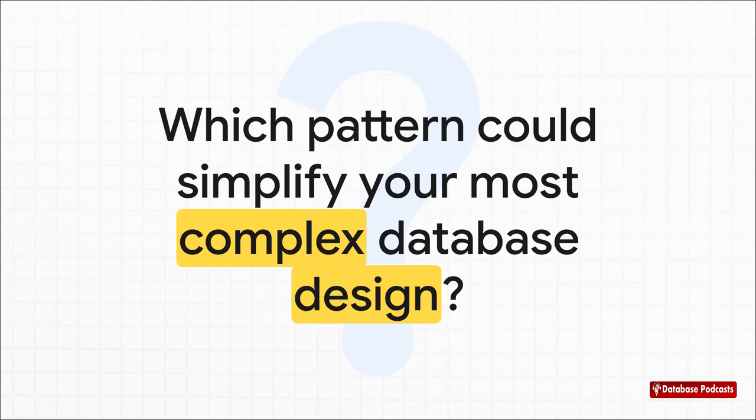So we have covered a lot of ground, from intersection tables all the way to recursive relationships. I'll leave you with this question to chew on. When you think about the most complicated, tangled data modeling challenge you're facing right now, which one of these patterns, the association pattern, the multi-valued attribute pattern, supertypes, or maybe a recursive many-to-many, could be the key to simplifying it and making it more elegant?